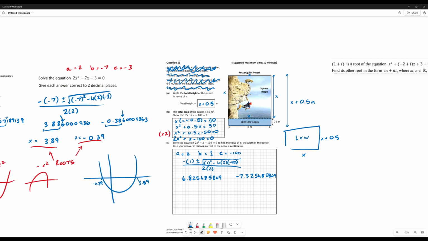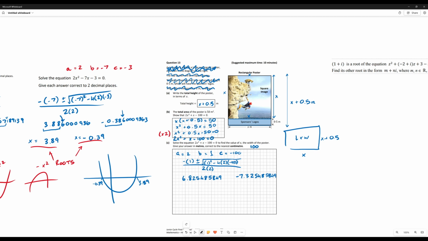Give your answer in meters correct to the nearest centimeter. Okay. How many centimeters are there in a meter? A lot of Junior Cert people don't know this anymore. It's 100. There are 100 centimeters in a meter. So that means we have to go 2 numbers after the decimal place. If you think about it, it's kind of like saying 82 out of 100. And if you ever got to 100 out of 100, you just add another meter on here, you'd add another 1 onto the 6.